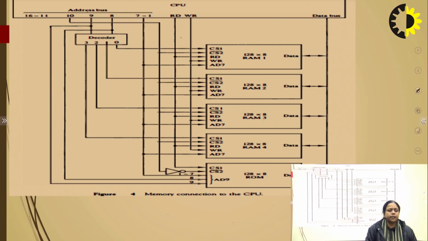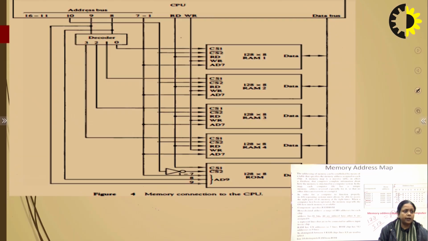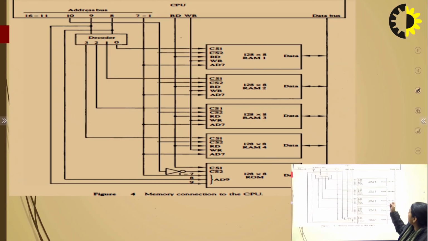Now you can see here this is the memory connection to the CPU. This memory which we have defined here, we are going to connect with the CPU. You can see we have RAM 1, RAM 2, RAM 3 and RAM 4, which we have already discussed in the previous slide also. The CPU has 16 lines, but 10 lines are used in the memory connection, and 6 lines are unused here. So we have 4 RAMs and only one ROM, and the size of one RAM is 128 x 8.